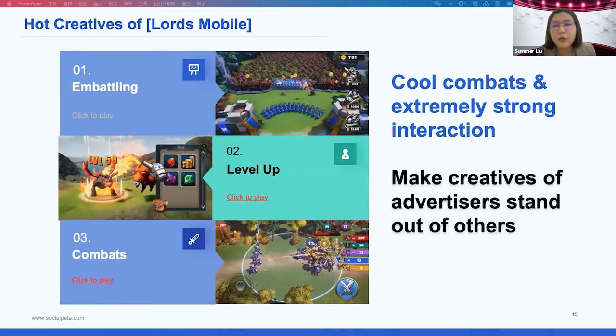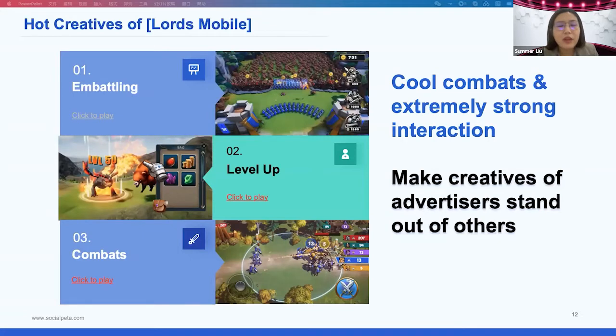Creatives of Lords Mobile are extremely attractive. We made a survey ourselves by showing the hot creatives to potential players. 80% of those players want to try the game just by seeing the creatives. From its hot creatives in SocialPeta, there are three classical angles they have used.